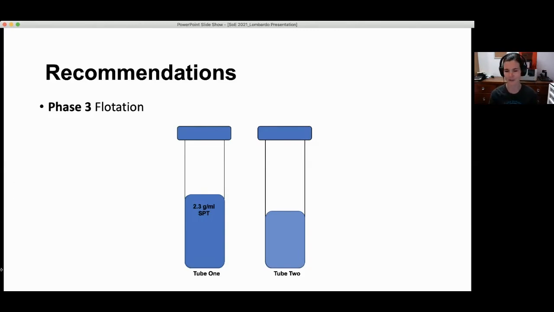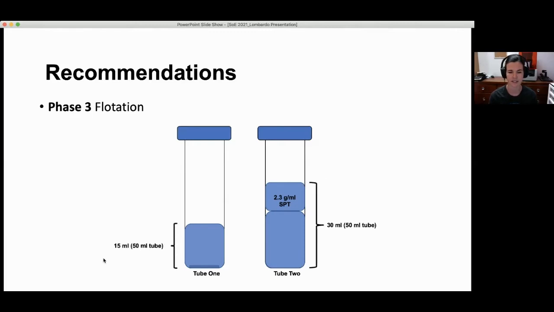You can click again. So for the final time, 10 milliliters is transferred over to tube two, for a total of 30 milliliters of SPT in tube two and 15 in tube one. And most of our phytoliths will now be in tube two. So you can click, Tori. And we can essentially discard tube one now.